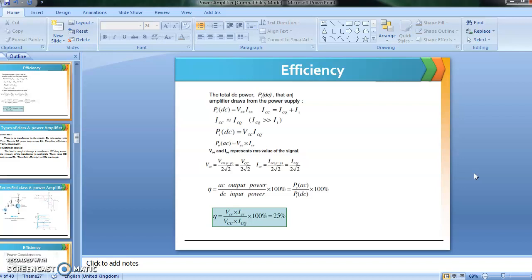Now substitute all the values in the efficiency formula. When you substitute all these values, you can see that the efficiency value will be 25%. So this is the efficiency of the class A power amplifier.